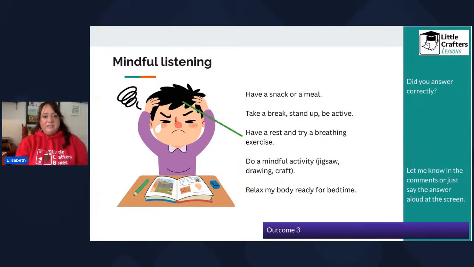Hopefully you said have a rest and try a breathing exercise. If you're feeling very frustrated and stressed, the best thing to do is to try and calm your body. So some sort of breathing exercise, concentrating on your breath. You can breathe in and out, following your fingers. You can do the square method of breathing in and out. You can try some yoga poses, anything to try and rest and relax.